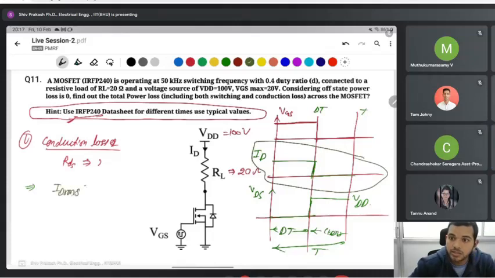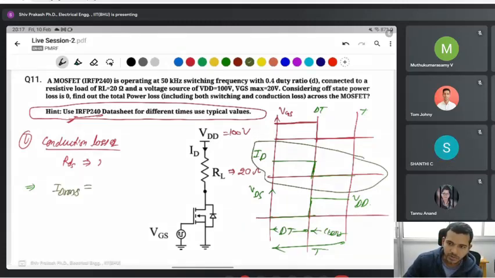Here ID is equal to 100 volt divided by 20 ohm, the load resistance, plus RDS on, or we can simply take 100 volt divided by 20. No need to take RDS, this is the approximate value, because RDS is in milliohm and not very effective. But to find the exact value of ID in critical cases, you can take RDS on if it is considerable compared to RL.